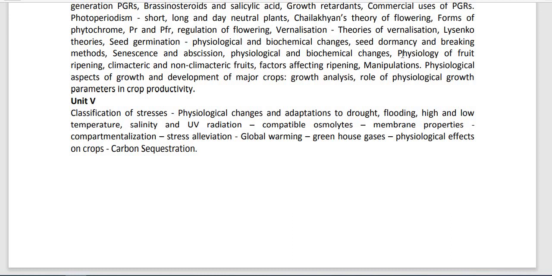And coming to the physiology of fruit, it is of two types. One is climacteric and non-climacteric fruit. You have to concentrate on these things, that is climacteric and non-climacteric fruits, and the examples of the climacteric and non-climacteric fruit. And you have to know the difference between climacteric and non-climacteric fruits. It is a major, important one.